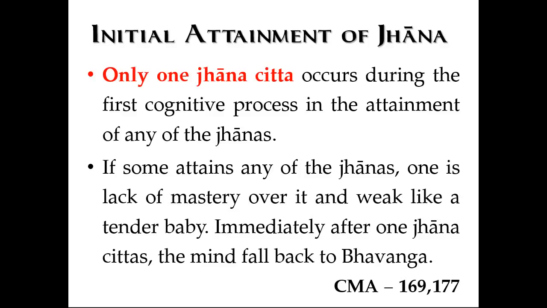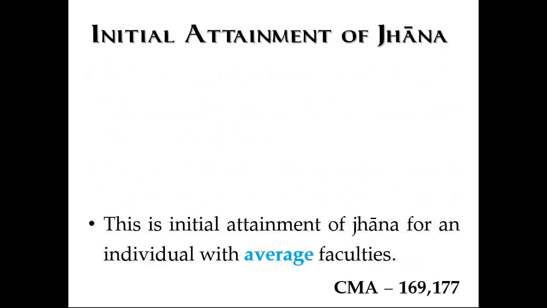So when we are practicing to attain jhana, when our mind fixes on the meditation object, then we attain jhana for the first time. For the first time, there is only one jhana citta. Then after that, it falls back to bhavanga, right? Let's talk about it with an example. This is the initial attainment of jhana for an individual with average faculty. We normally divide two types: the average faculty and keen faculty, a very intelligent one and a normally intelligent one, right?